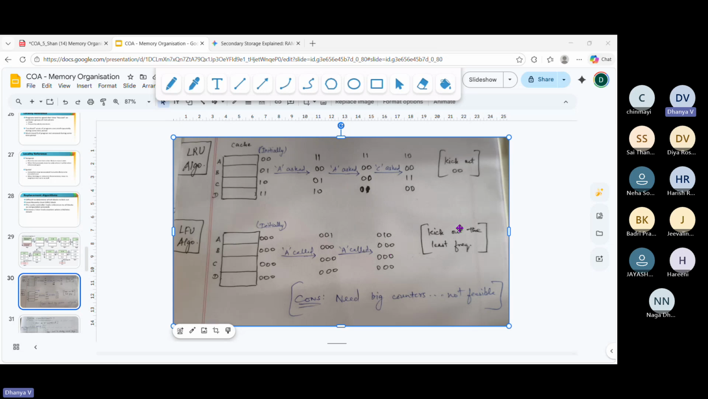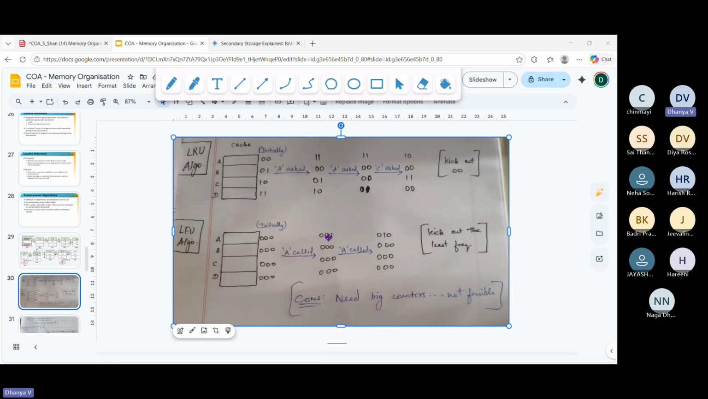So what will you kick out? You'll kick out the least value, not 0, 0, but your least value. Like here, everything is just 0, 0. But if at all you need to kick out something in this case, which 0 will you kick out? Because all of these are equal values and the least frequency values, that is based on randomization. So you just randomly kick out something.